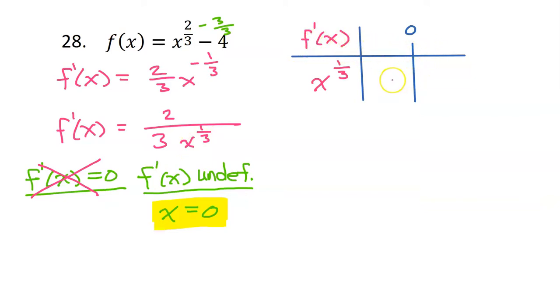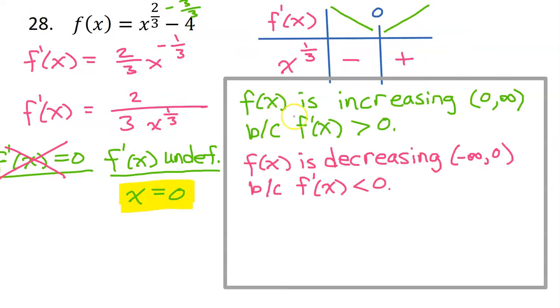It's easy to see that for values of x that are less than 0, x to the 1/3 power will be negative. For values of x that are greater than 0, x to the 1/3 power will be positive. That means that the original function will be decreasing in this interval and increasing in this interval. Let's write that down so far. So far we have f of x is increasing from 0 to infinity because f prime is positive. F of x is decreasing from -infinity to 0 because f prime is negative.